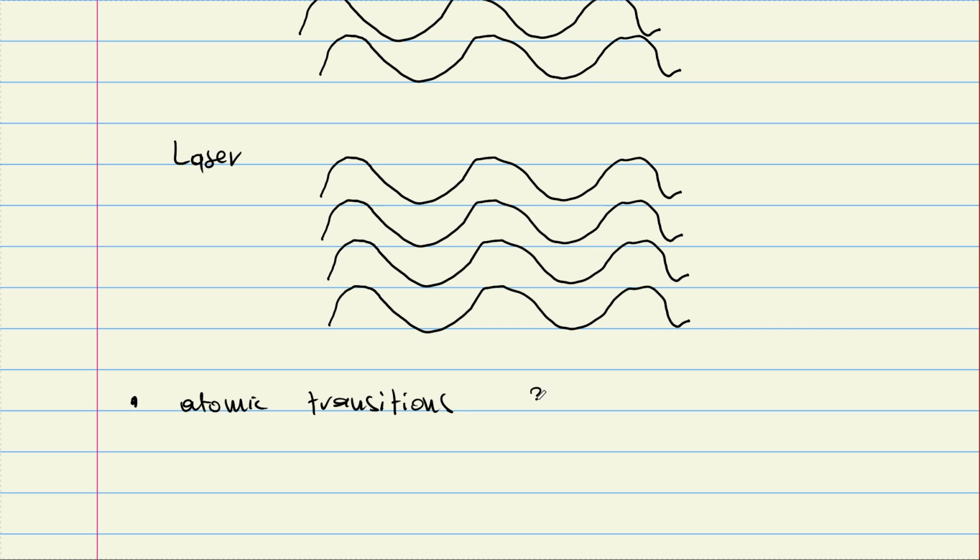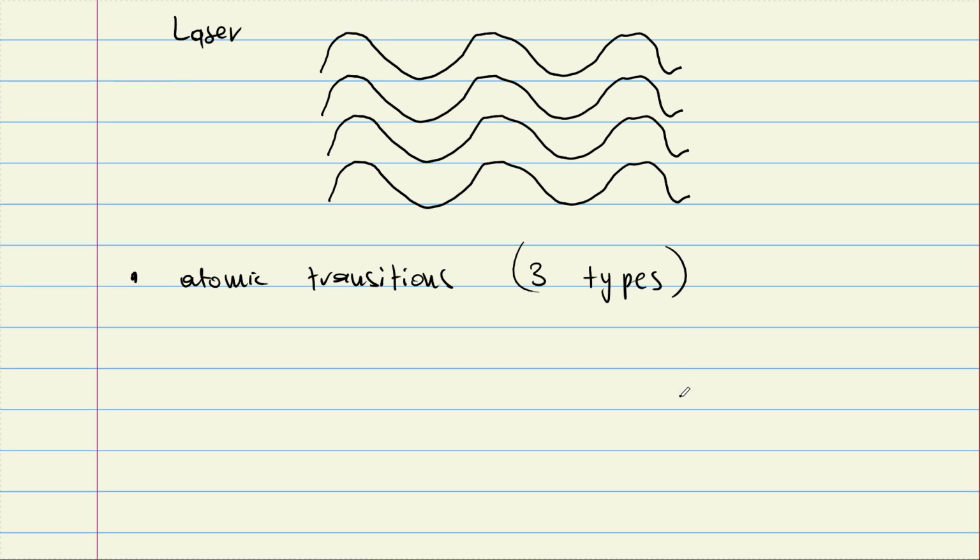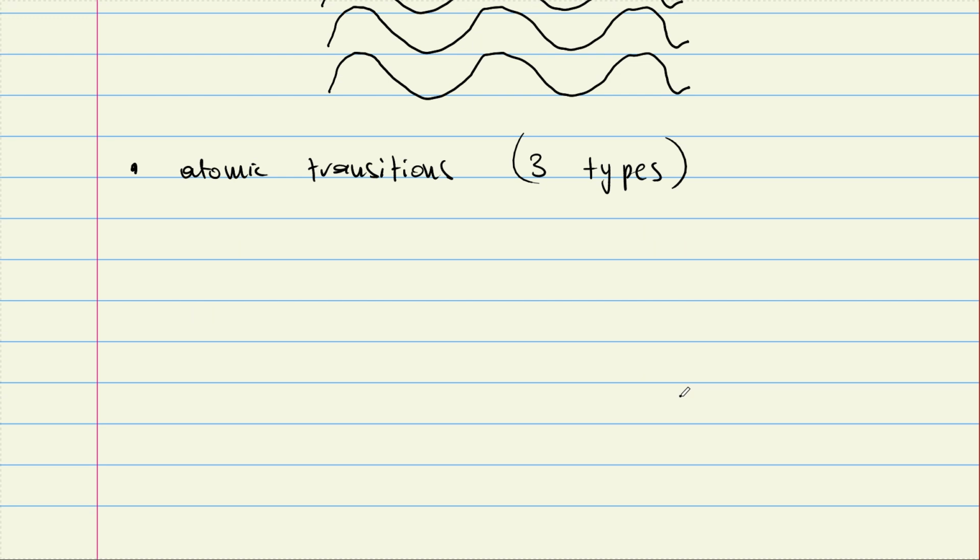And there are basically 3 types. We are now familiar with atomic transitions, so let's think about them in a little bit more detail. The first one is stimulated absorption.